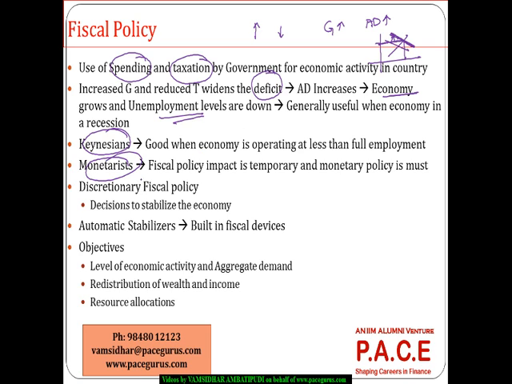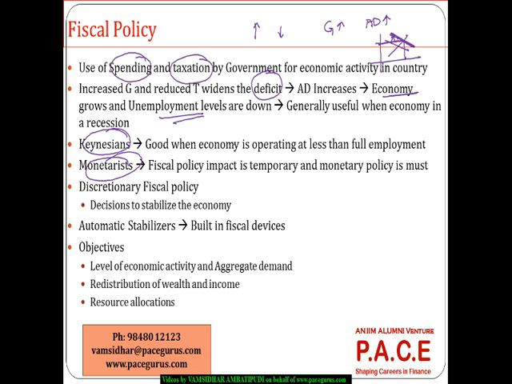Whereas the people who advocate monetary policy believe that whatever fiscal policy is implemented, the impact is more and more temporary, and a monetary policy is a must, wherein they have to come out with either an expansionary or a contractionary monetary policy. Fiscal policy cannot really play an important role in building up the economic activity of the country in the long run.